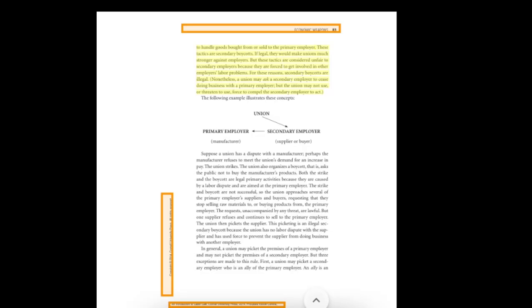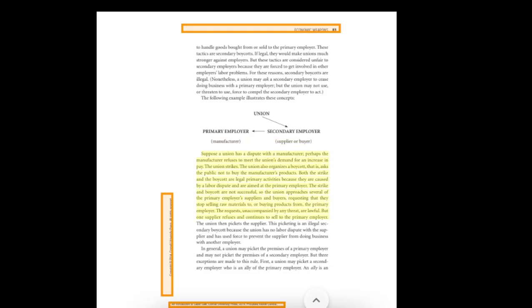Nonetheless, a union may ask a secondary employer to cease doing business with a primary employer. But the union may not use, or threaten to use, force to compel the secondary employer to act. The following example illustrates these concepts. Union. Primary employer. Secondary employer, manufacturer, supplier or buyer.